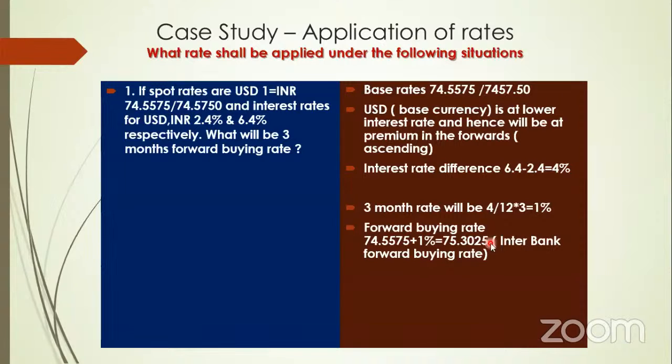Buy low, sell high. Why is it adding 1%? Because it is a premium. Premium will always be added. Discount, how do you know premium? Because this currency has the lower interest rate. How did you come to know? Because they have given the data. So premium will always be added. The base principle, I think all of you remember.